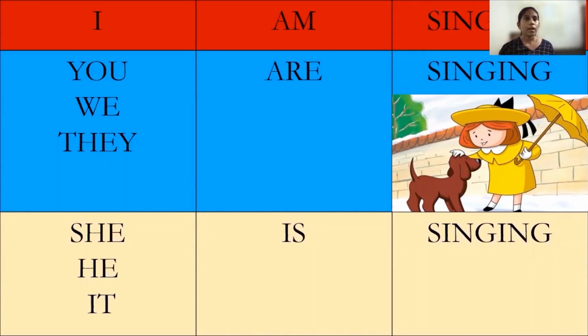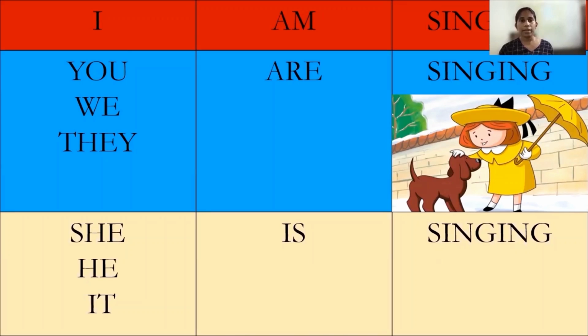Okay, in this slide, there are some examples. Here in this slide, I have used different examples, different subjects actually. In the first sentence, the subject is I. So the relevant helping verb is am. If the subject is I, we should use the helping verb am. Then the ing form of the verb is singing. So I am singing.